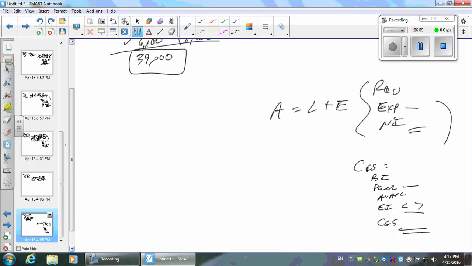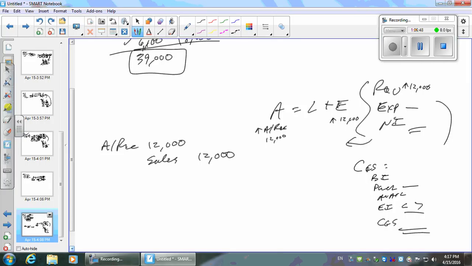So what would you do to fix it? Let's fix the sale. Sold it on account. Debit what? Accounts receivable. 12,000. And credit? Sales revenue. So that would increase my accounts receivable. Right now it's understated by 12,000. And it would increase my revenues by 12,000, which would increase my net income by 12,000, which increases my equity by 12,000. With me? So that 12,000 would flow all the way through.